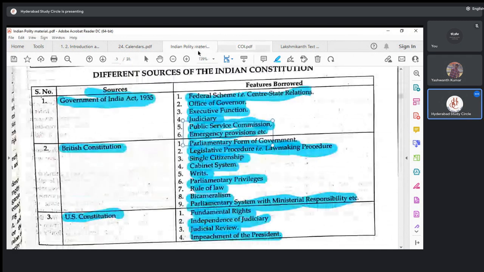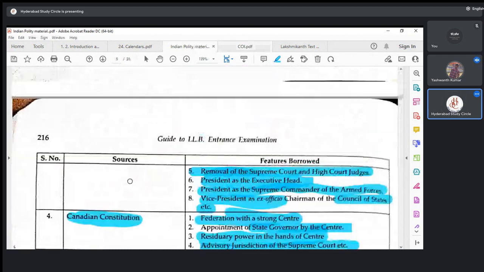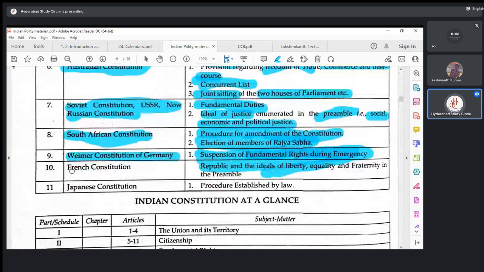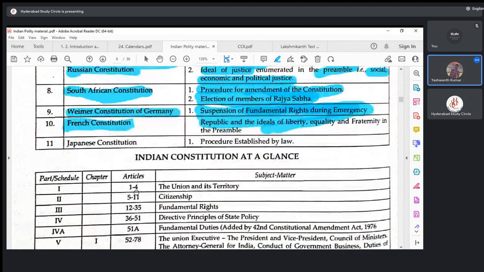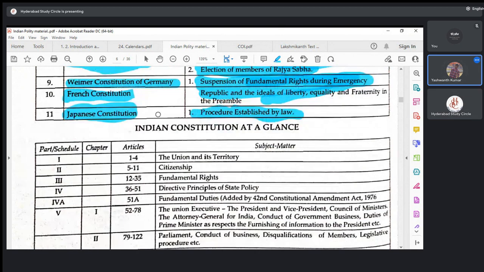Coming back to this, then you have the French Constitution. What have we taken from the French Constitution? Republic and the ideals of liberty, equality, and fraternity in the preamble. Next, Japanese Constitution: procedure established by law. Procedure established by law. Understood?